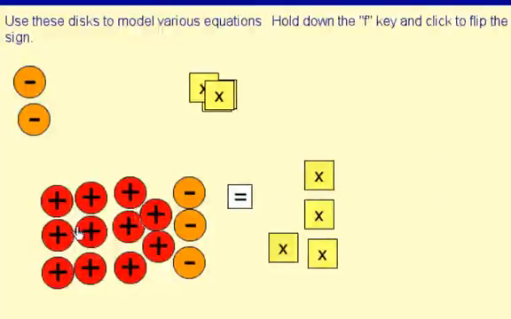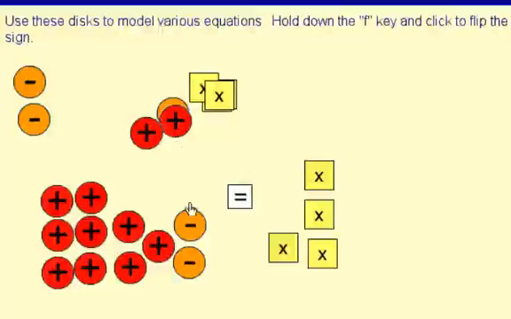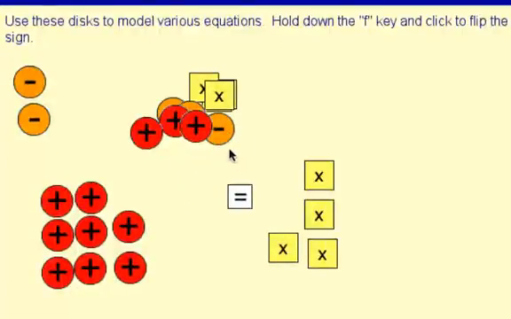And on the left here, we have the plus 11, but we also have 3 minuses, and each plus minus pair makes 0. So I'm going to take out 3 pairs. So I'm left with 8 on the left and 4x on the right.